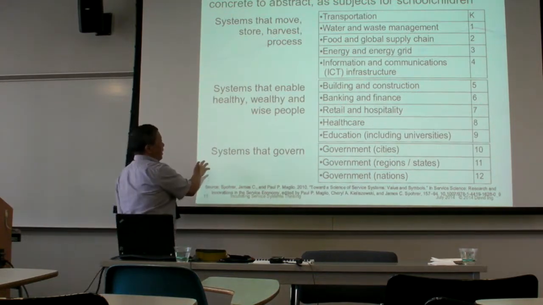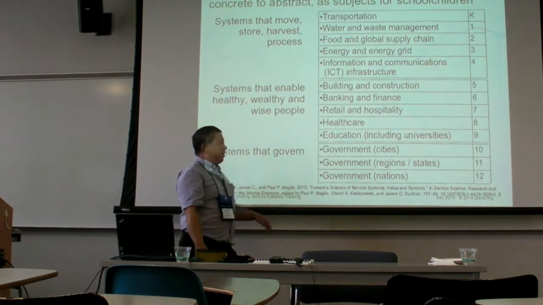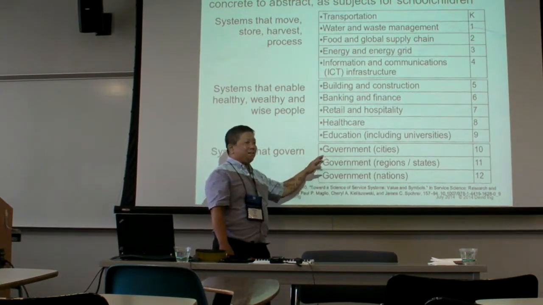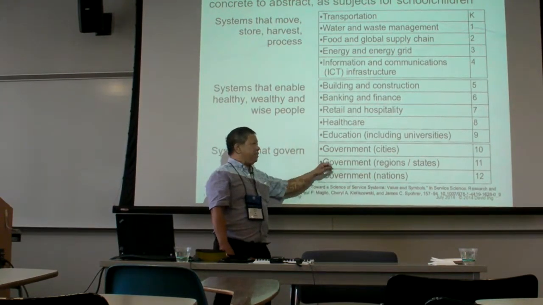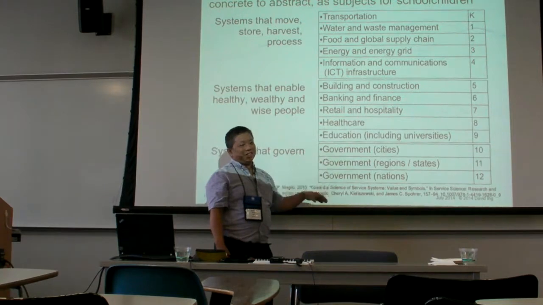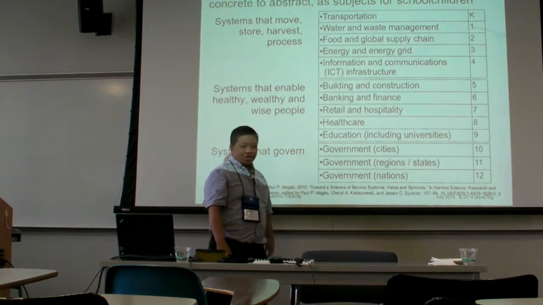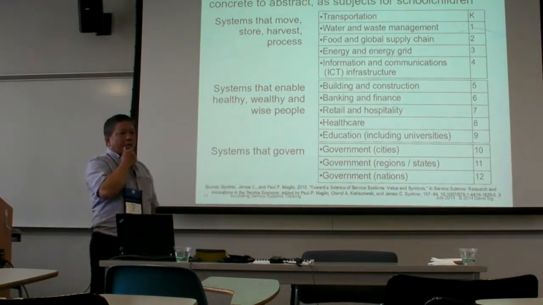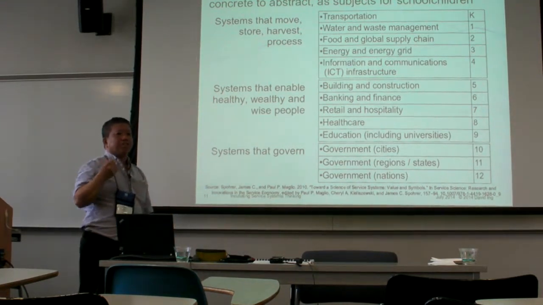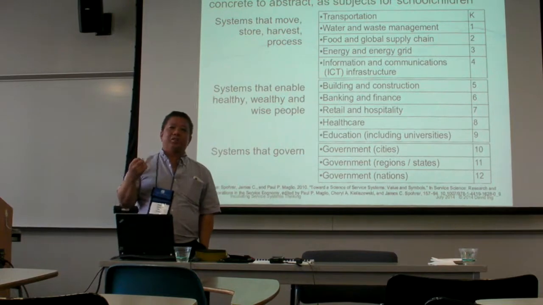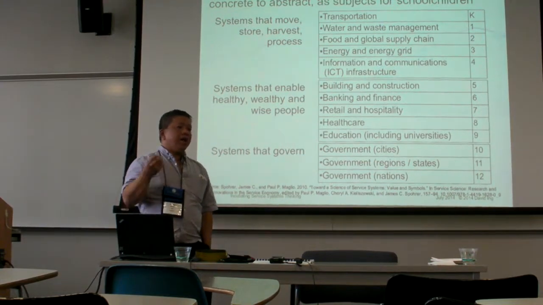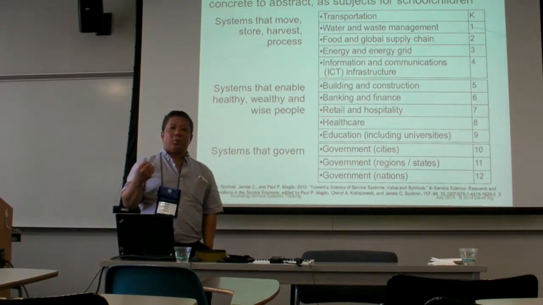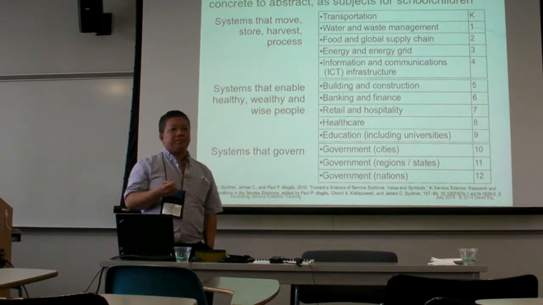Finally, the most complicated are systems that govern. So cities, we can kind of figure out. People pay taxes, you get garbage picked up. Regions and states, the ties are a little looser, and by the time you get to national governments, you kind of wonder where all that money goes and how the influence happens. So when we're talking about improving service systems and a science of service systems, the question would be, do we actually have a science that works across all these types of systems?